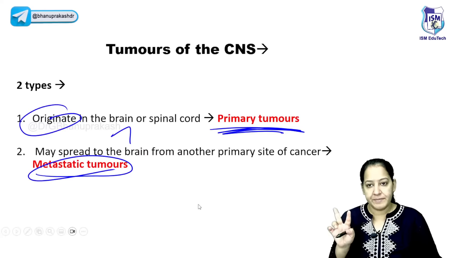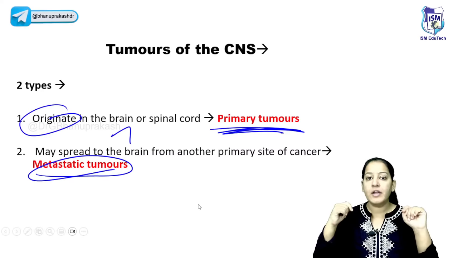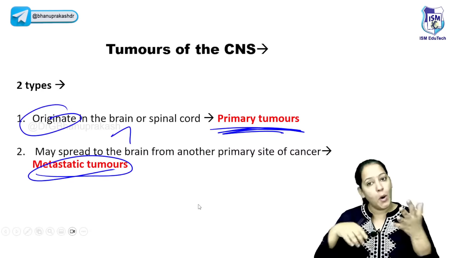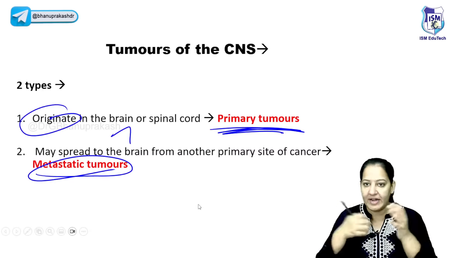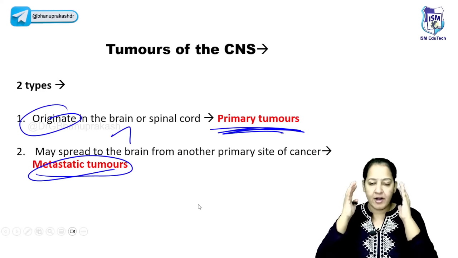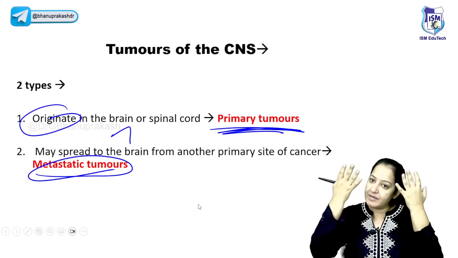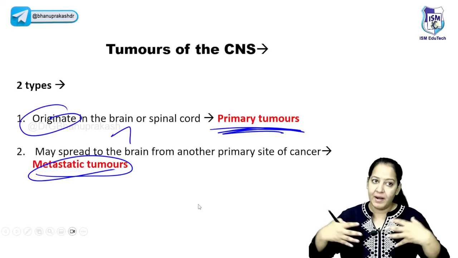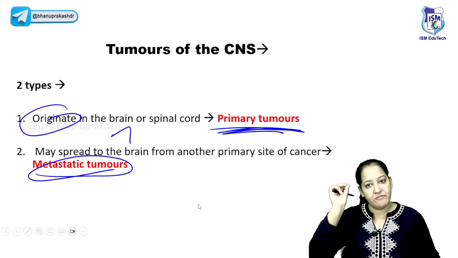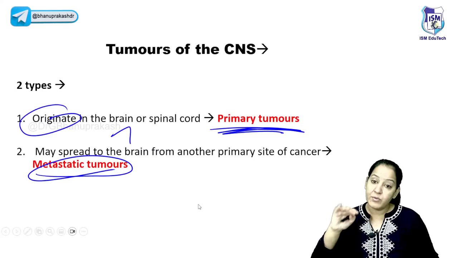How many types of tumors are present in the brain or the spinal cord? The primary and the secondary. What are primary tumors? That originate in the brain and spinal cord only. And what are secondary? They are not originating in the brain and the spinal cord. They are somewhere else in the body. And via blood or lymphatic, it is migrating to the brain and forming multiple secondaries there. These are known as metastatic.